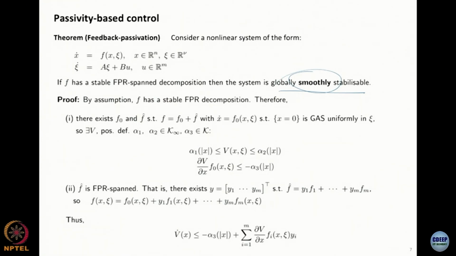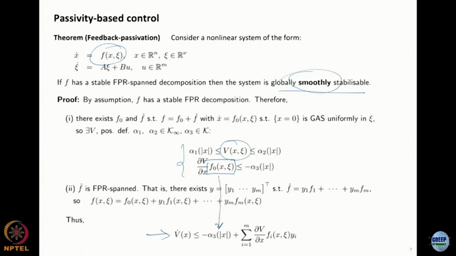Yeah, if your f can be decomposed as I said, and you have these properties, these guys say the following. Well, all you have to do is take that V that you already know works for the first piece of the system, that is f0. Take that V, take its derivative.